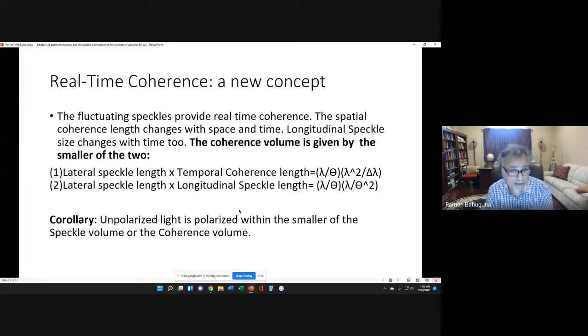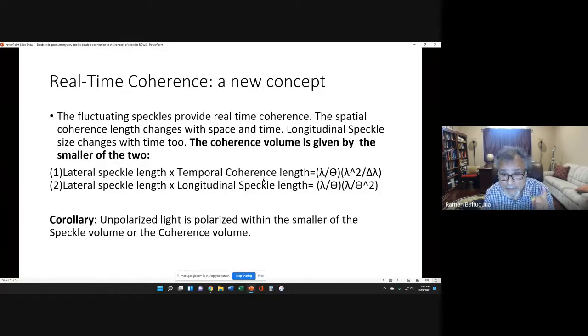And so how do I define the real-time coherence here? What's the coherence volume? Usually people multiply the lateral speckle coherence length by the longitudinal coherence length. Lateral is given by lambda over theta, and the coherence length is given by lambda square over delta lambda, where delta lambda is the spectral width of the source. That's the definition, the number one that I have shown here. This is the one. But the number two that I'm talking about is the lateral speckle length multiplied by the longitudinal speckle length.